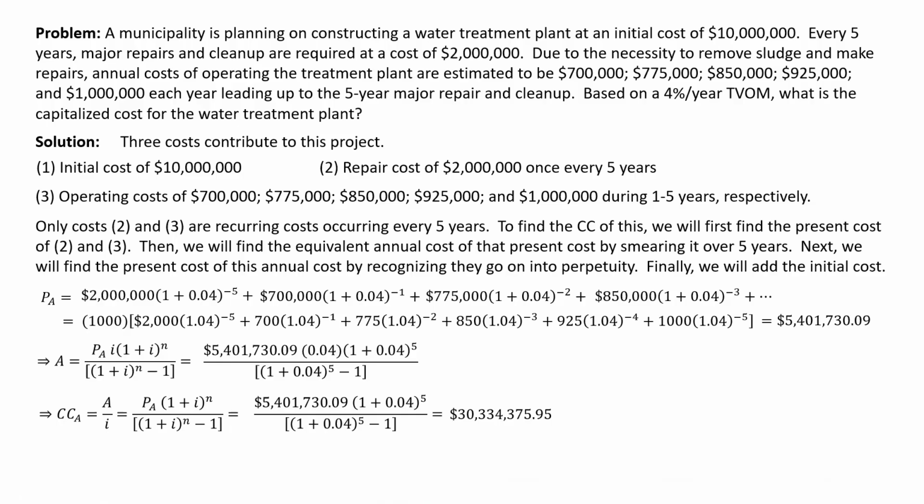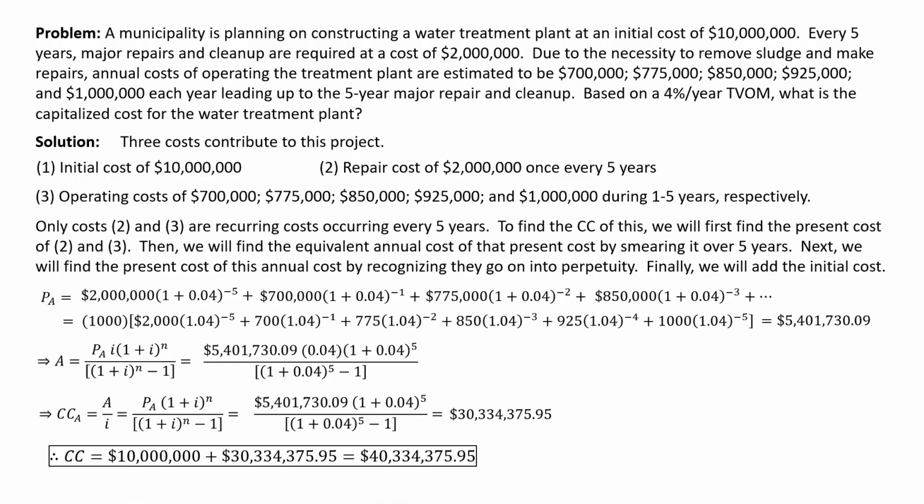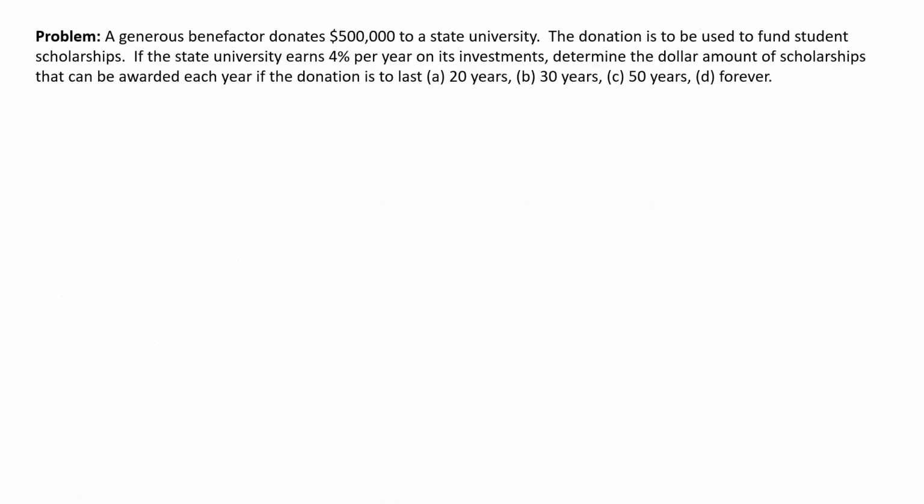$30,334,375.95. Right? So is that the total capitalized cost? Have we done everything? No, no, no. This is only the present cost of these recurring costs, the cost 2 and 3. But there is also this initial cost of 10 million. Let's not forget to add that. So CC, the capitalized cost, is that initial 10 million plus these distributed costs of 30 million, for a total of 40 million. Ladies and gentlemen, that's the right answer for this one. I hope this one made sense, right? Cool.